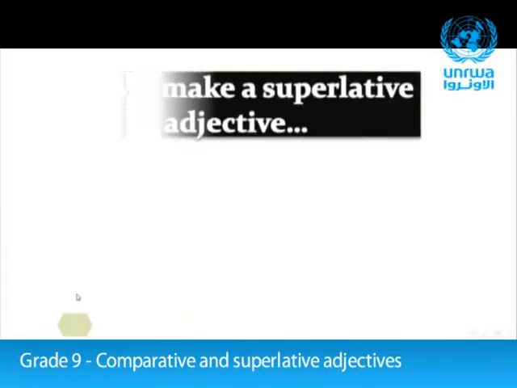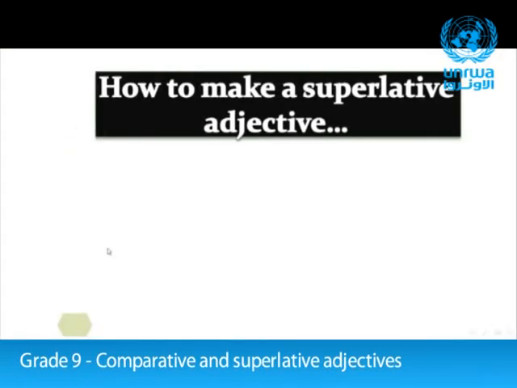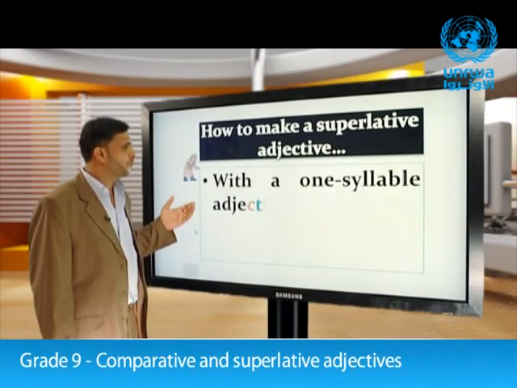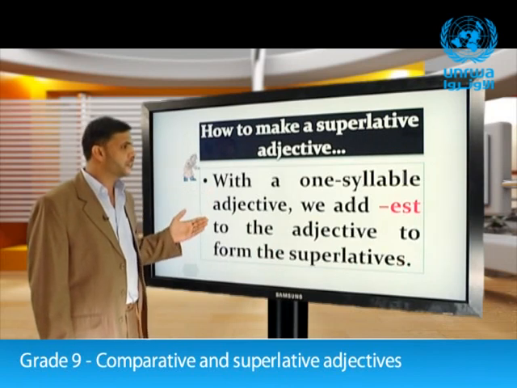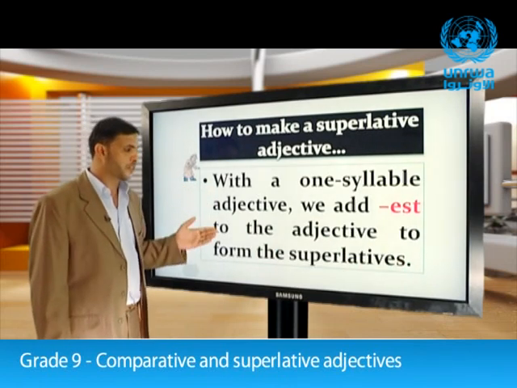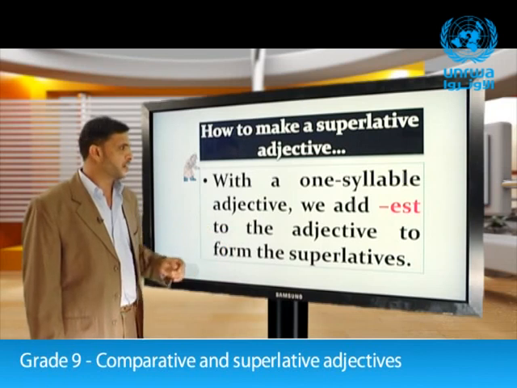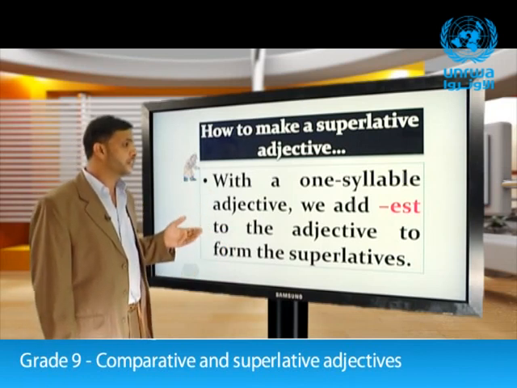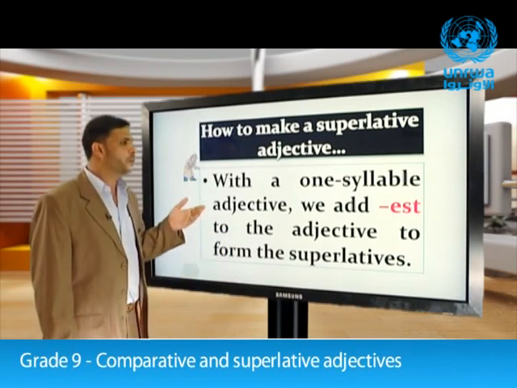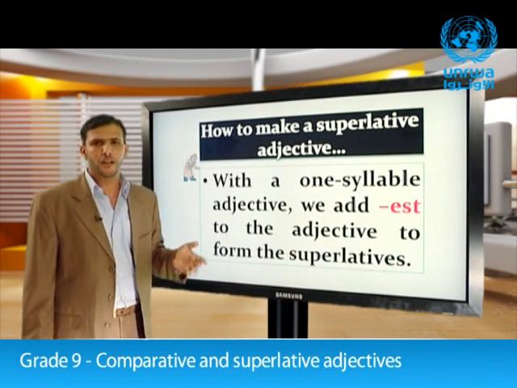Now let's see the rule. How to make a superlative adjective. With a one-syllable adjective, we add est to the adjective to form the superlatives. Again, with a one-syllable adjective, we add est to the adjective to form the superlatives.